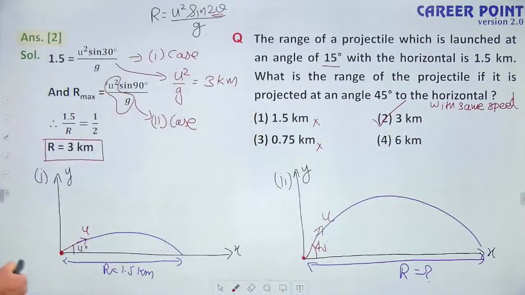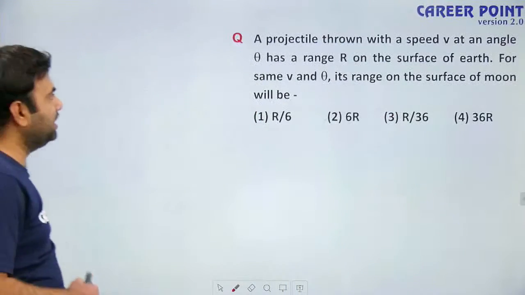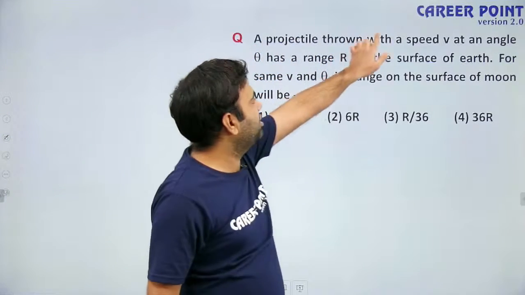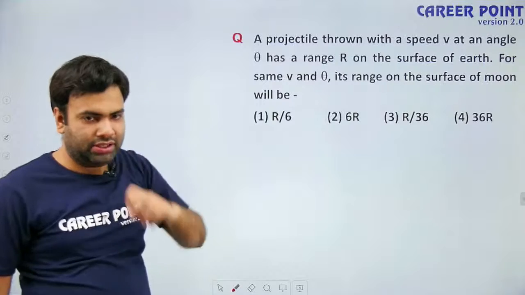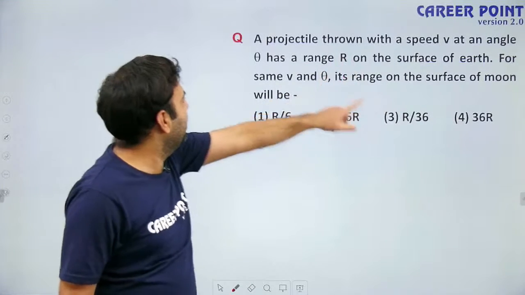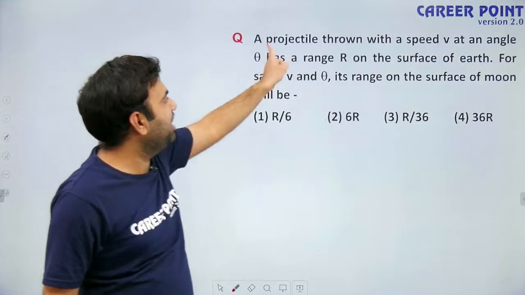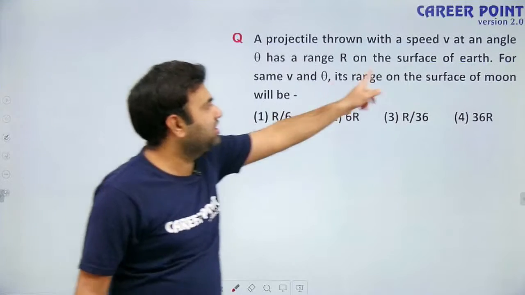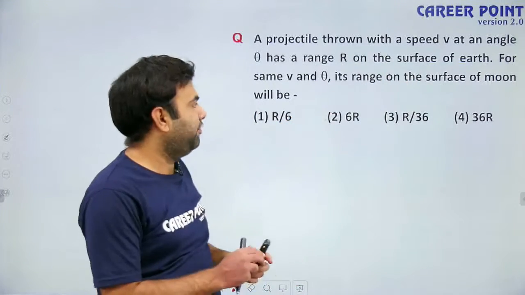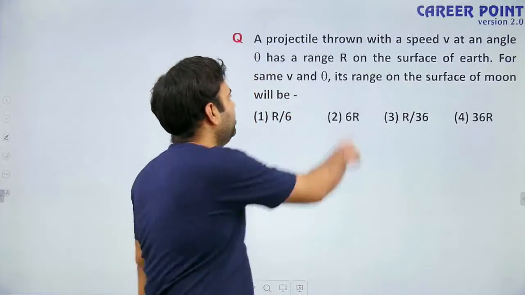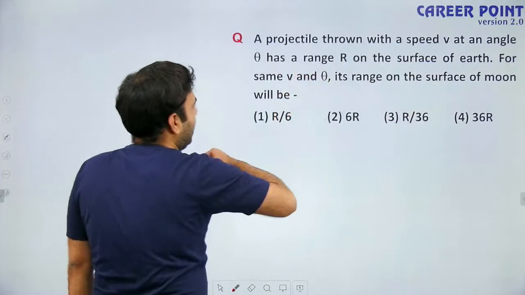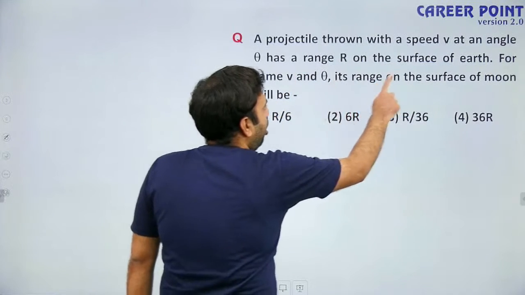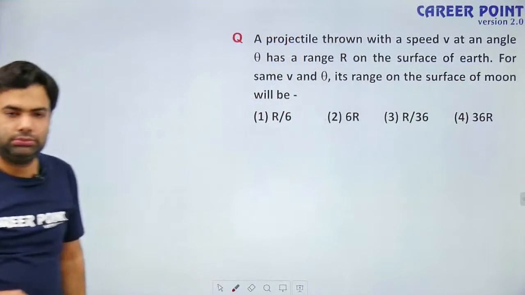Now let's move on to our next question. The next question is: a projectile is thrown with a speed v. Now the speed is not u, it is v. At an angle theta, it has range r on the surface of earth. Now, for the same velocity and angle theta, what is its range on the surface of moon?